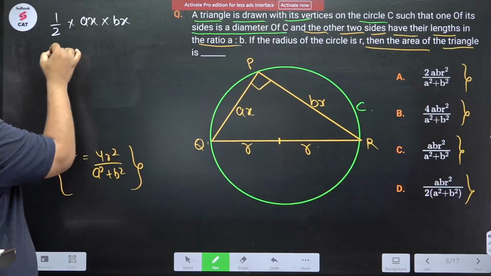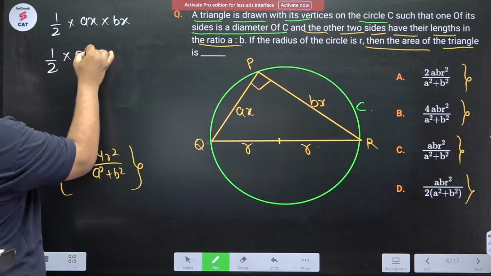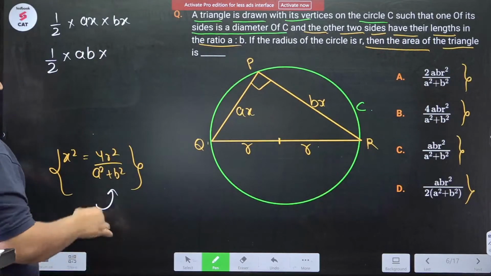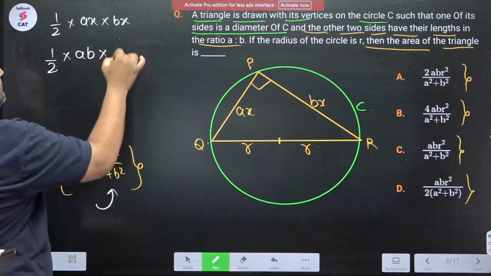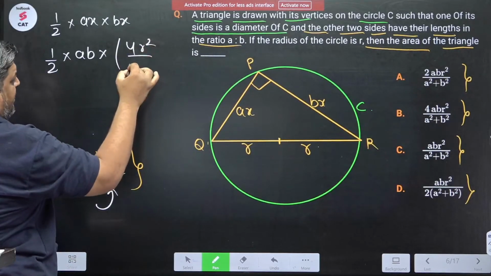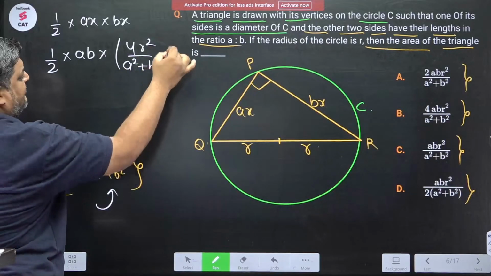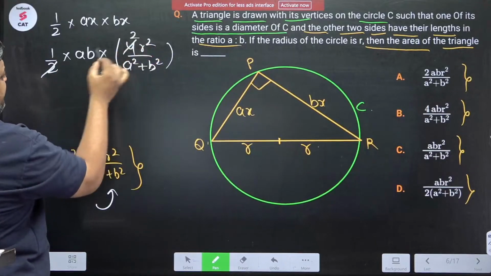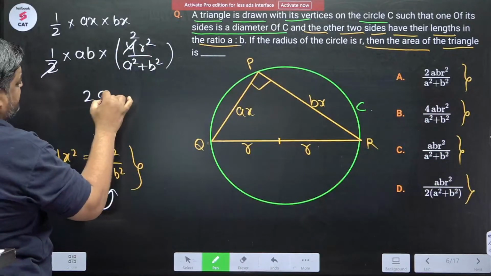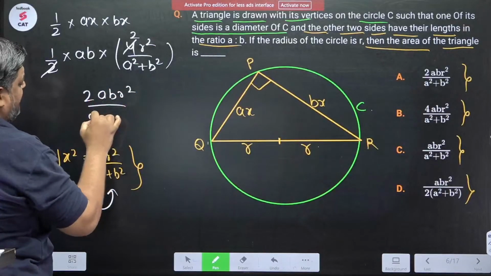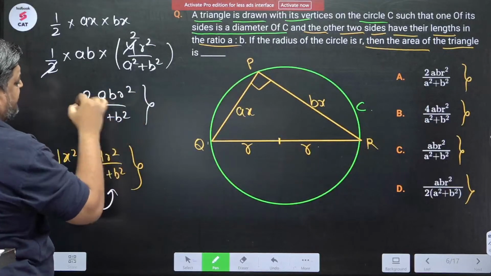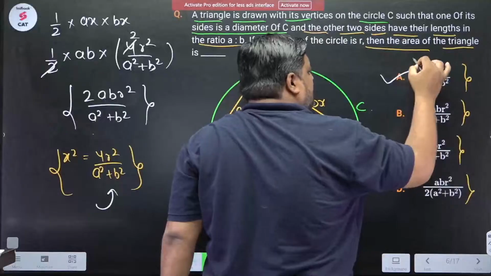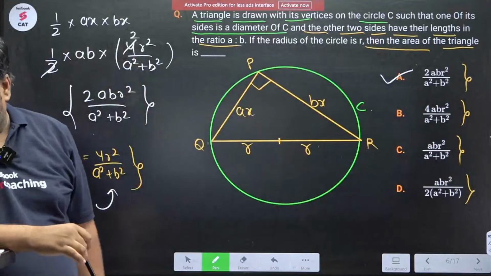What do I have? I have half AB into x square, and I have the value of x square. Let's put the value of x square: 4R square upon A square plus B square. Now this gets cancelled out. The final answer is 2 times AB R square upon A square plus B square. This is what we are left with. Do we have this in the options? Yes, option A. Option A is the right answer.